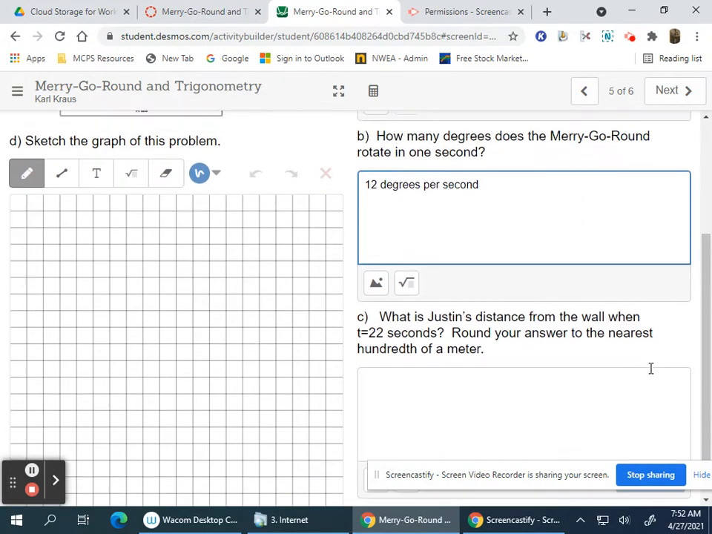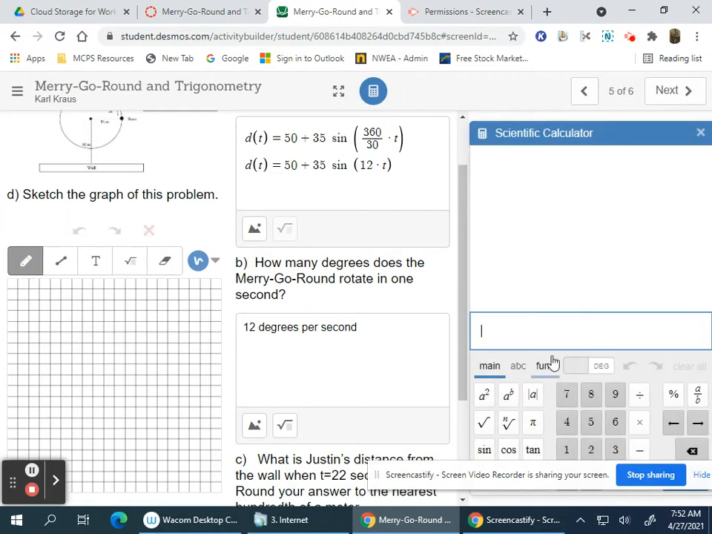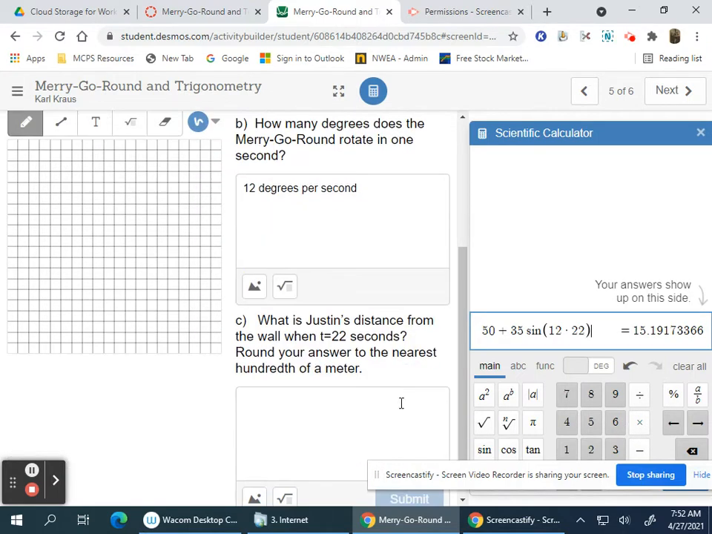And so what's the distance from the wall at 22 seconds? You want to do 50 plus 35 sine of 12 times 22. Let me pick sine right here. And rounded to the nearest hundredth would be 15.19 meters.